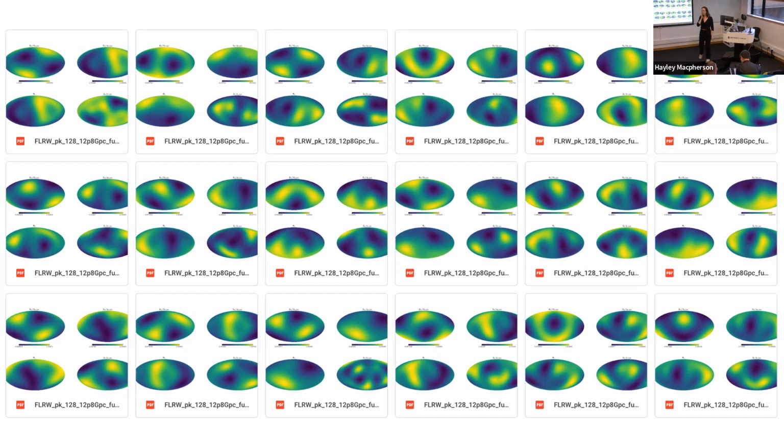Yep. Can you comment on what's the effect of the fact that you don't actually resolve anything below 100 megaparsecs? As in why we do it? Yeah, why, and what effect that would have on the differences between them. Yeah, exactly. It's a really important point.